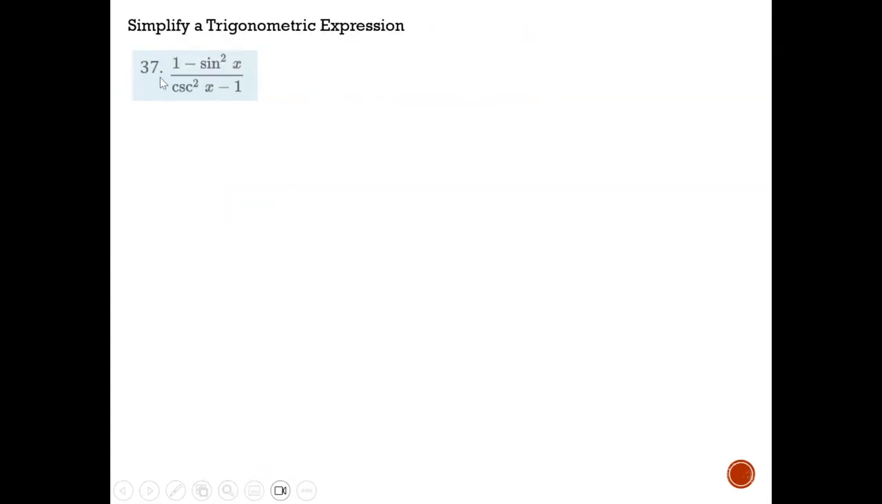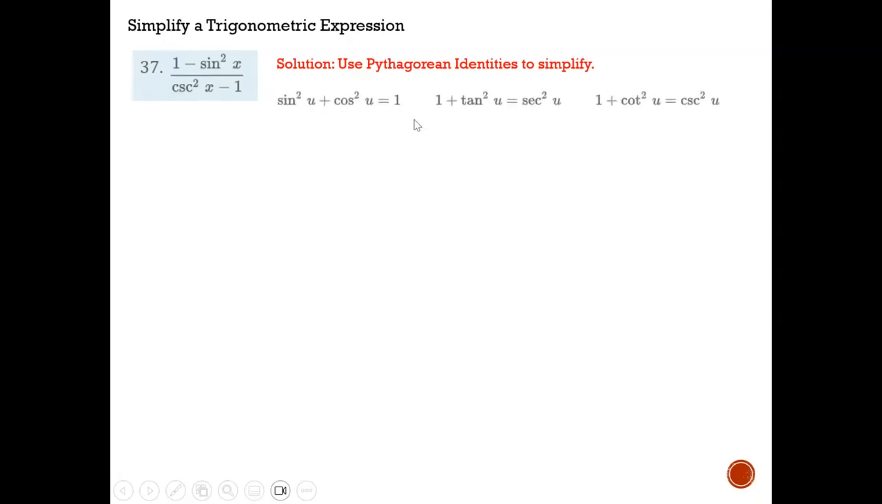Okay. This is number 37 from your homework. Again, use the Pythagorean identities to simplify. So here they are. So we're going to use, for 1 minus sine squared x, we can use the first one. Sine squared u plus cosine squared u equals 1.